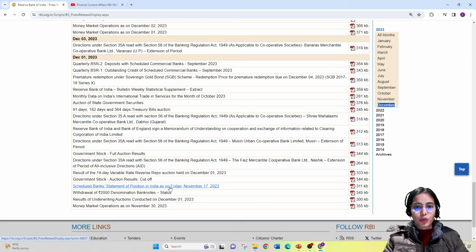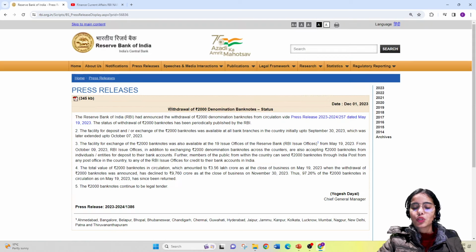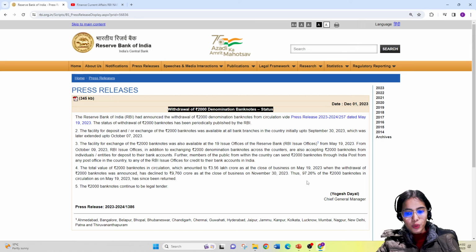Here you can see the money market operations, underwriting auctions and other auctions; this happens on a daily basis. You do not have to remember these. Then, withdrawal of rupees 2000 denomination banknotes. We have discussed this again and again. You can read this to see the recent scenario of the withdrawal of rupees 2000 denomination banknotes.